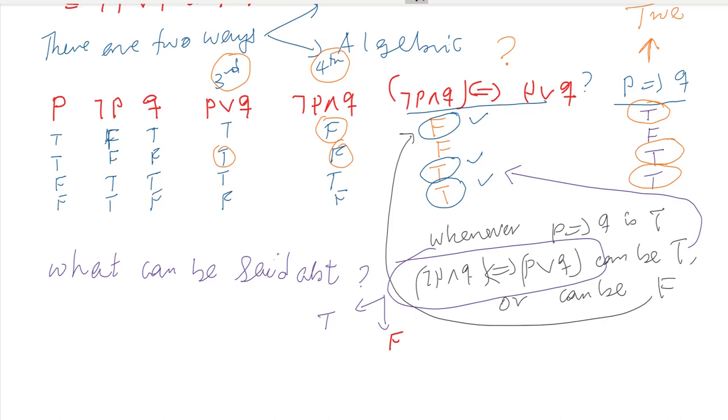So using this tabular method, we can show that whenever P implies Q is true, our compound proposition may be false or it may be true. So this is how you can do it using a table. We can also follow an algebraic way to determine the truth value of this statement.